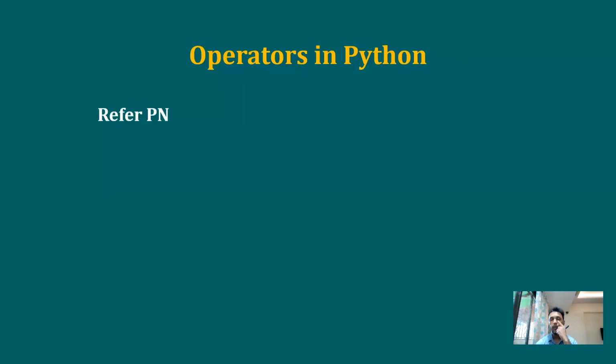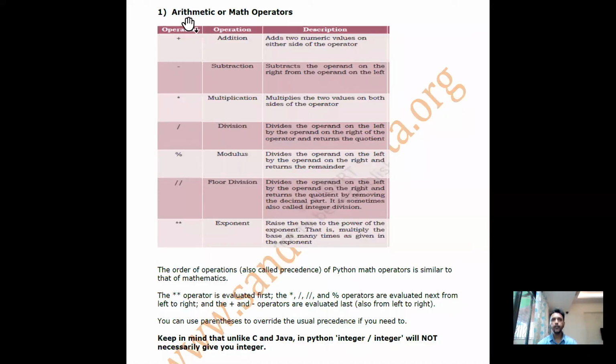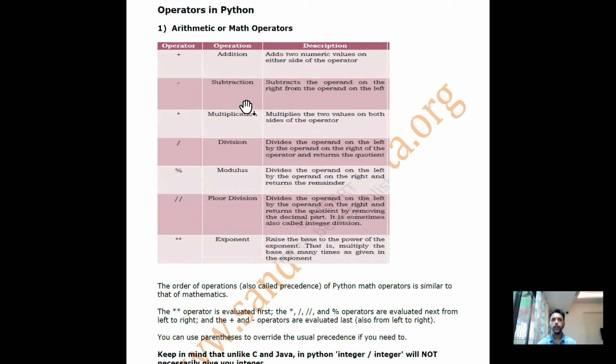Now, in order to study operators in Python, we'll directly go to our printed notes. In your notes, I have given this table of operators. The first category of operators is the arithmetic operators, also called math operators. I hope the table is there in front of you. In your printed notes, you have the heading operators in Python, and here, number one, you have arithmetic or math operators.